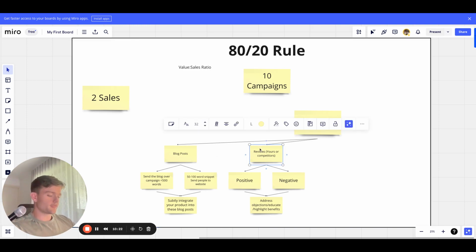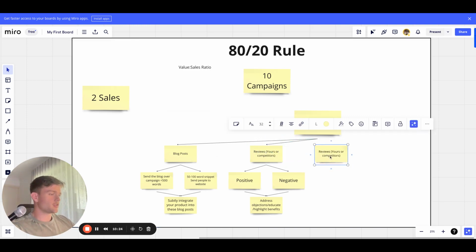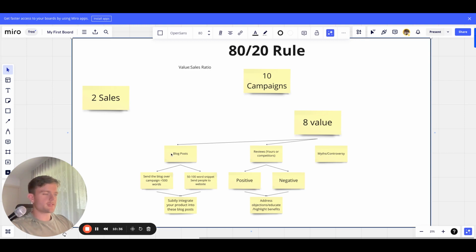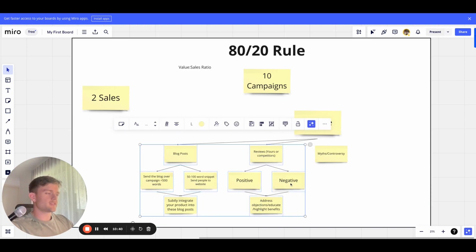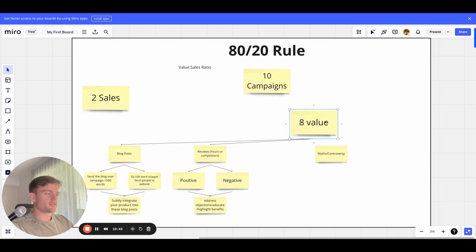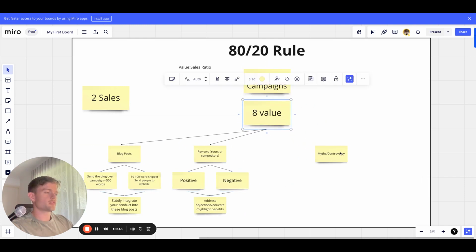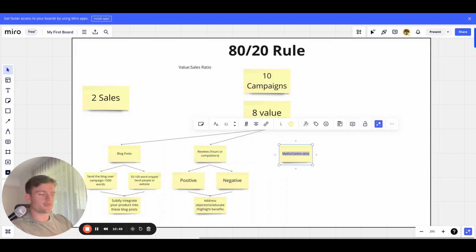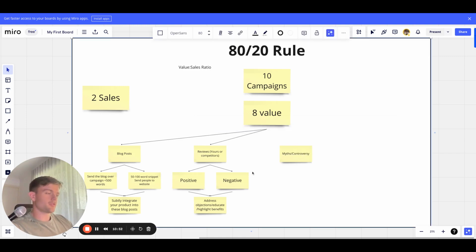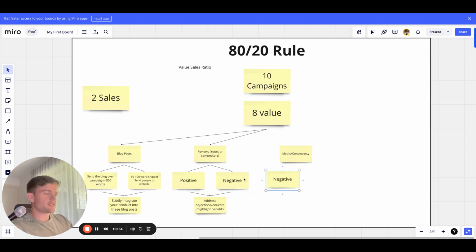So blog posts, reviews, great idea. FAQs is another one. Actually, let's skip FAQs. Let's go myths. Myths is a great one, like myth and controversy. Say if you're in the fitness industry, there's going to be so much noise. I work with a few clients in the fitness industry. There's always people with different opinions on what's right, what's wrong, what diet works, what diet doesn't work. Should you be vegan? Should you be carnivore? Should you do keto? Should you do intermittent fasting? Whatever. So there's going to be myths and controversy.